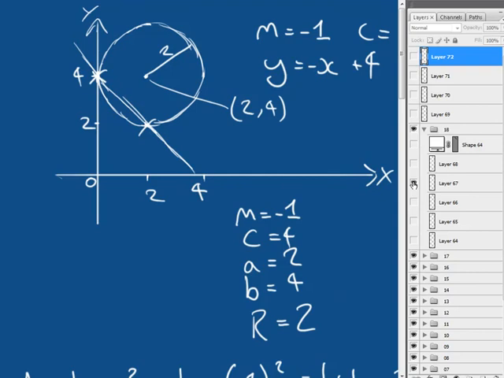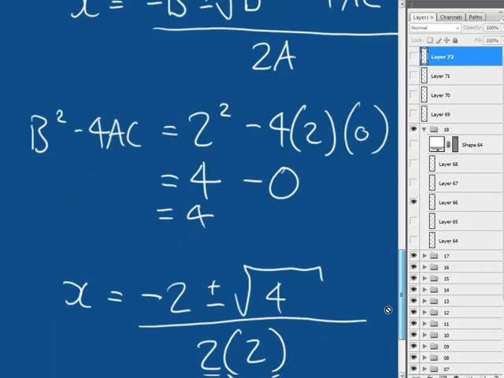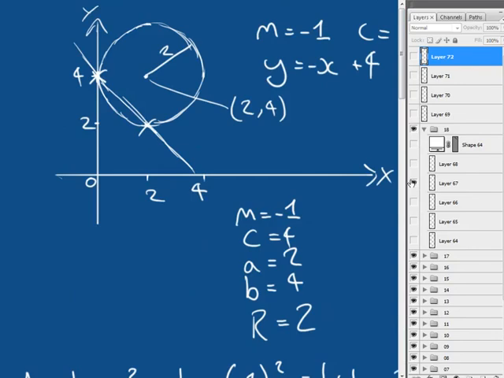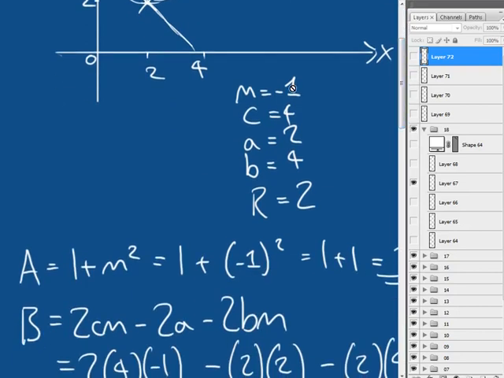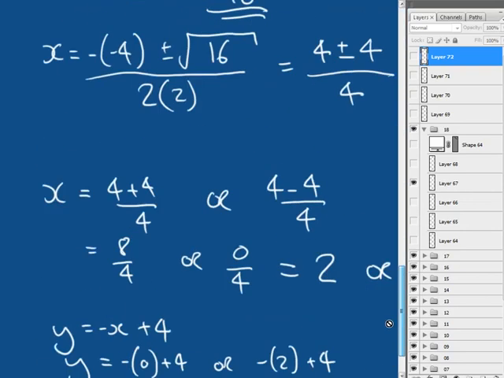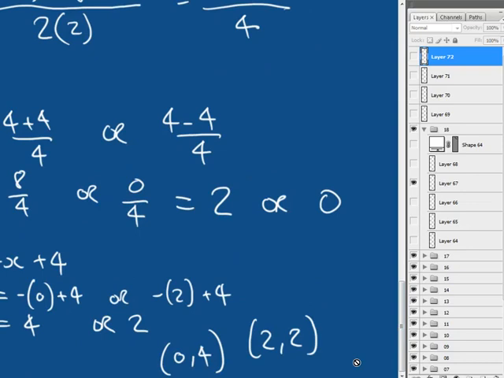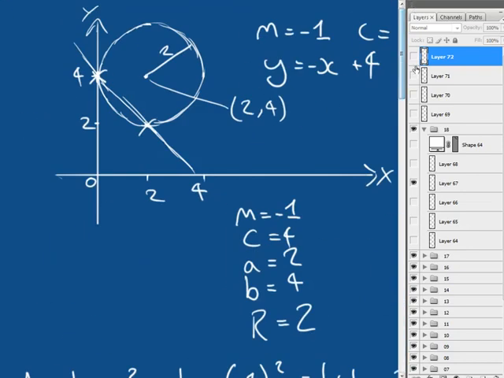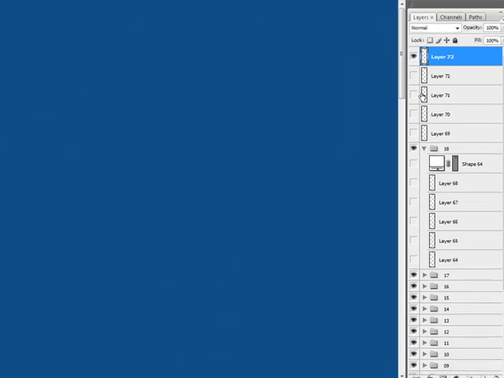And now I'd like to check that against our second example, which is this one here. So our second example, yeah, that's correct. Our second example had the equation y equals minus x plus 4. We had a circle centered at 2, 4, and we had a radius of 2. If you recall, that gives us an m of minus 1, a c of 4, a of 2, b of 4, r of 2, and it resulted in the points of intersection being 0, 4, and 2, 2. So I would like to check that now. I'd like to use our new equations to calculate the result of this particular problem and see, do we get the same result? So I'm going to bring up a brand new layer to do that.